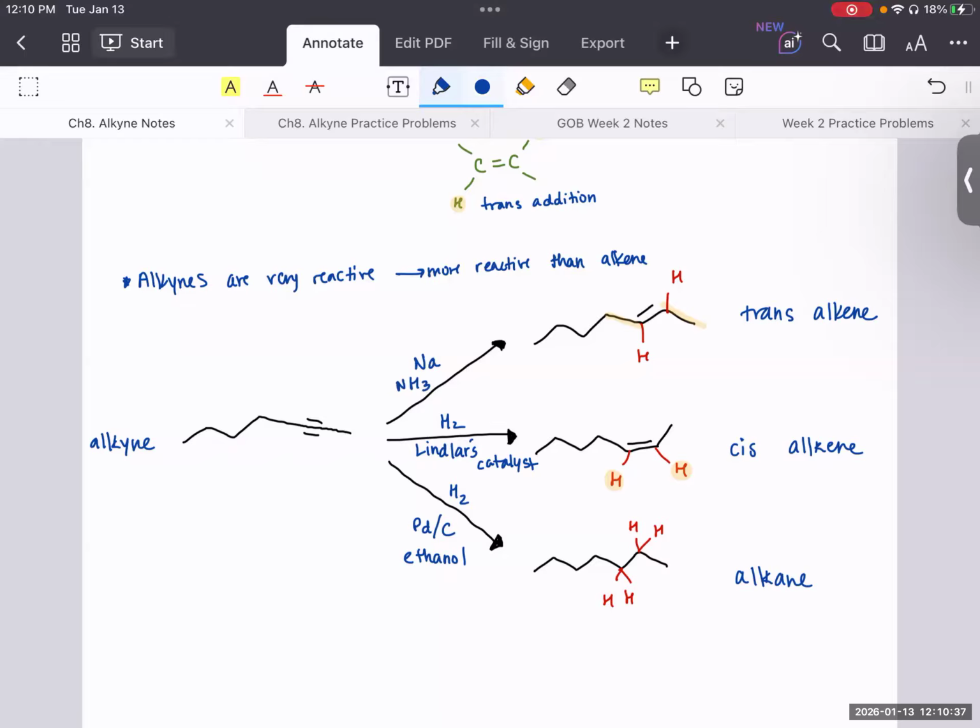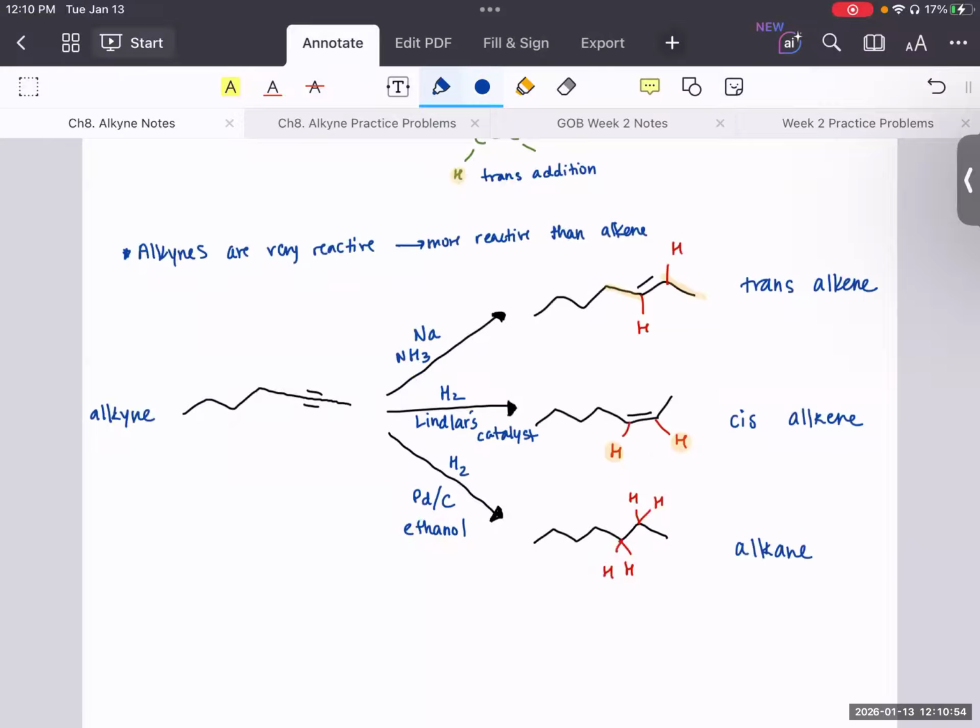This reaction is a radical-dependent reaction, so I'm not going to show the mechanism here because most organic classes haven't covered radical reactions at this point yet. But I'll post a separate video that goes through the mechanism for this reaction if you're interested.